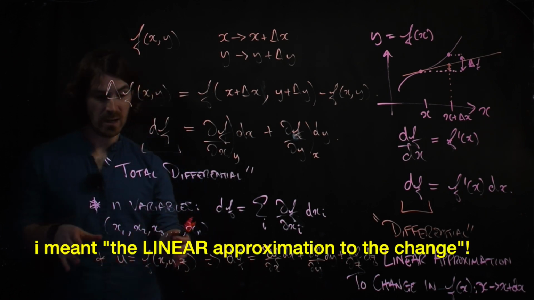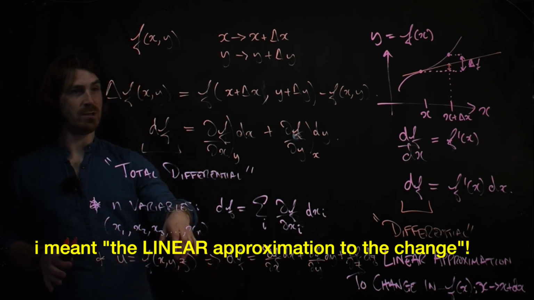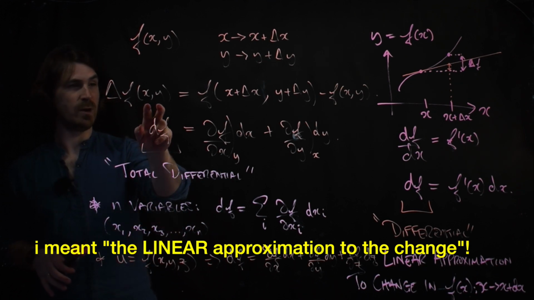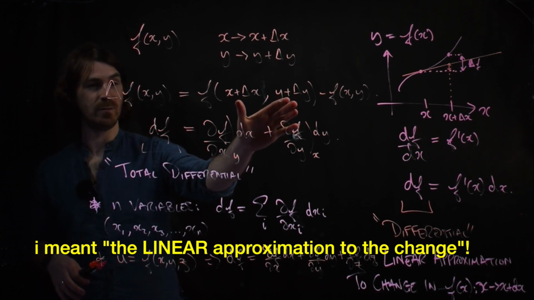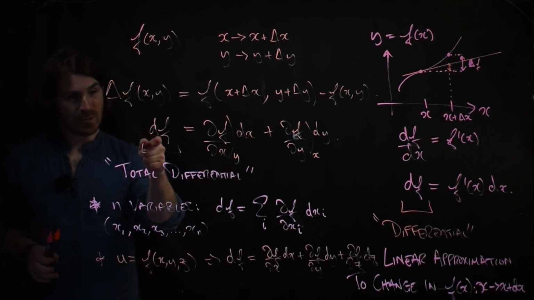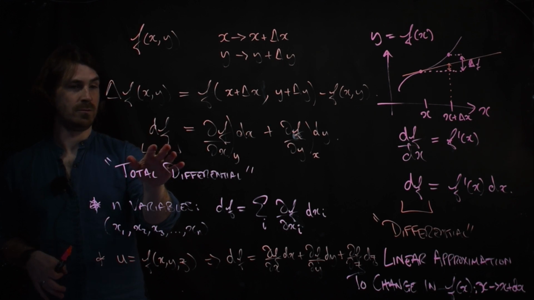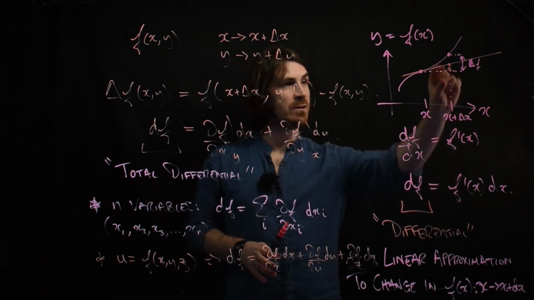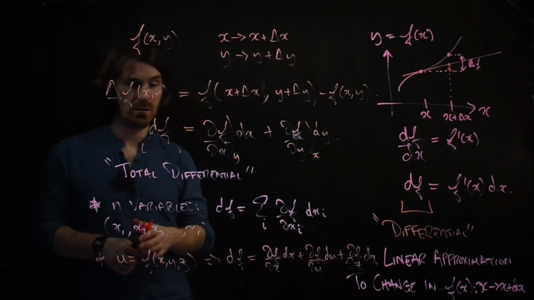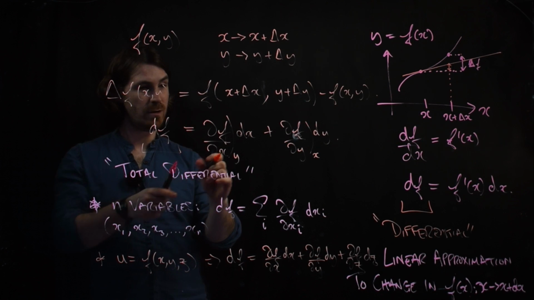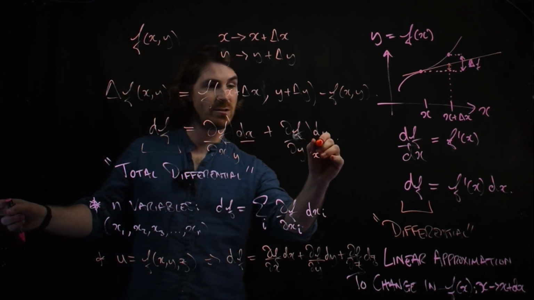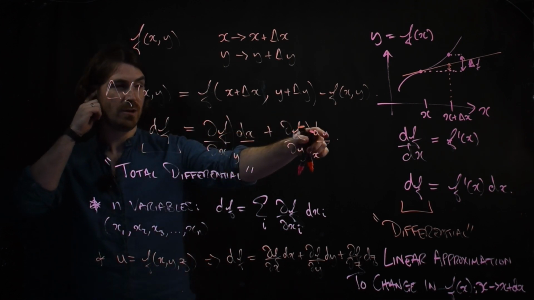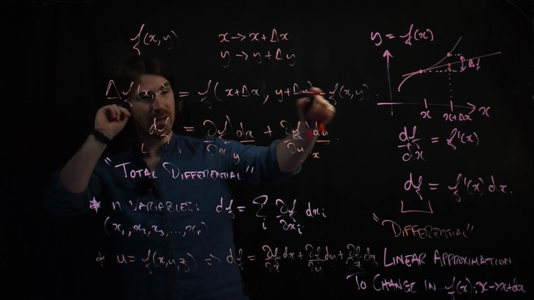So this tells us the change in our function as we change all the variables. In the case of x and y, we change x and y simultaneously. And it gives us the linear approximation, just like in the single function case, this was the linear approximation in the change. So we only have terms that are linear in the changes in x and y. We don't have a dx squared or a dy squared, or cross terms, dx dy, etc.